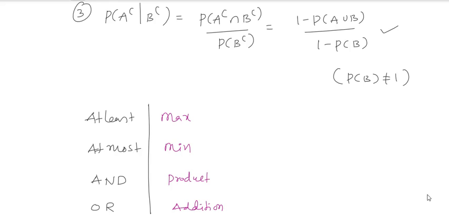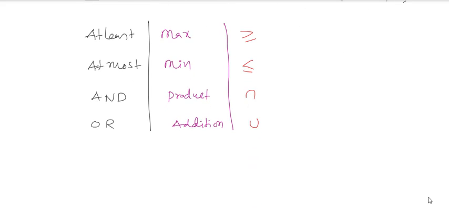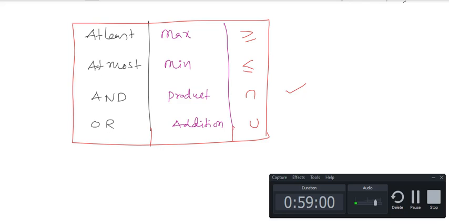Symbolically, what are the symbols for these? Usually we take at least as greater than or equal to, and at most as less than or equal to. Product means intersection, and addition means union. So this is also very important to solve problems on the concept of probability, and it will be useful for this case too. Clear with my point? Understanding what I'm saying here?